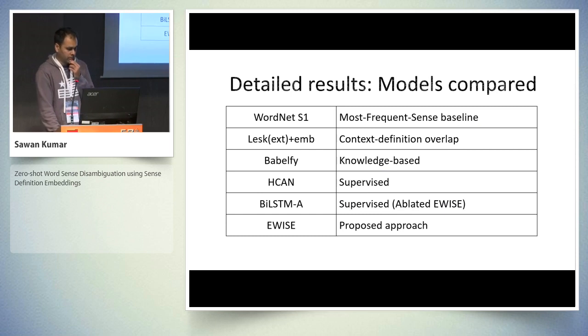I'll now go to the results. So we take one model from each representative kind which I described before. To begin with, the first, WordNet S1 is the most frequent sense baseline. Lesk extended is a context definition overlap-based method. Babel5 is a knowledge-based method. HCAN and ByLSTMA are supervised methods. ByLSTMA is basically ByLSTM with attention, which is an ablated version of EWISE, which is our method.